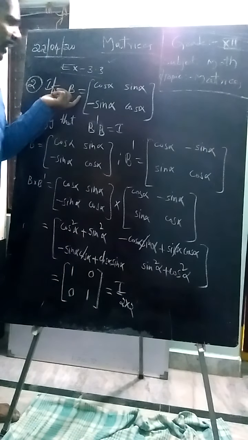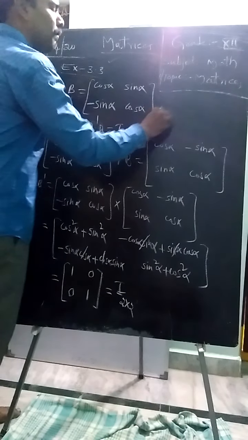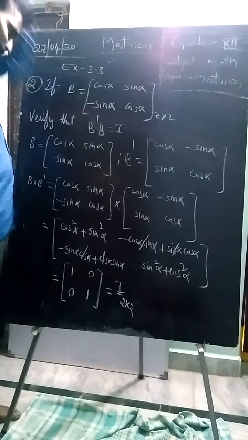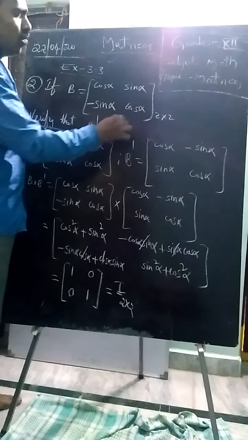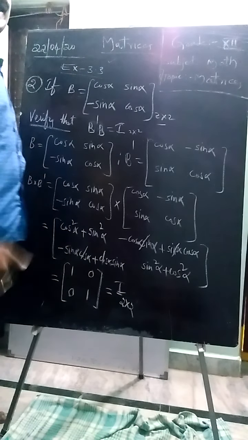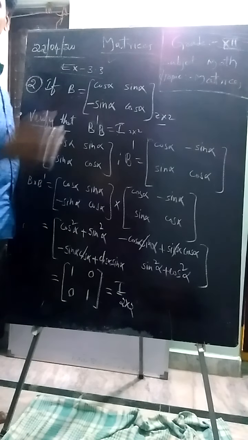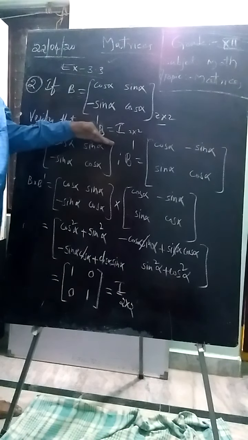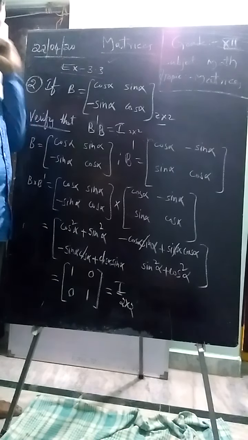If B matrix is defined as a 2 by 2 order matrix, which is cos alpha, sin alpha, minus sin alpha, cos alpha, then verify that B transpose into B equals the identity matrix, which is of order 2 by 2. Generally when we multiply a square matrix, we will get the identity matrix which is 2 by 2, if possible. So here B transpose into B equals the identity element of order 2 by 2. We have to verify this.